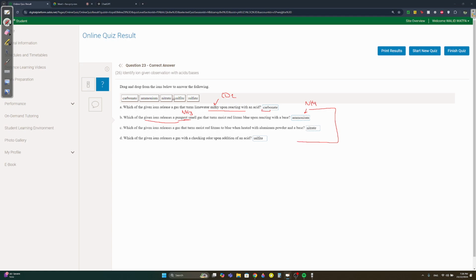Nitrate ions would only work for part C. Why is it nitrate, not ammonium? Because they said heated with aluminium powder. They must mention aluminium for nitrate to be correct. Which of the given ions releases a gas with a choking odor? Choking odor is SO2. To release sulfur dioxide gas, similar to CO2 gas where you need CO3, here you need SO3. And this is called sulfite.